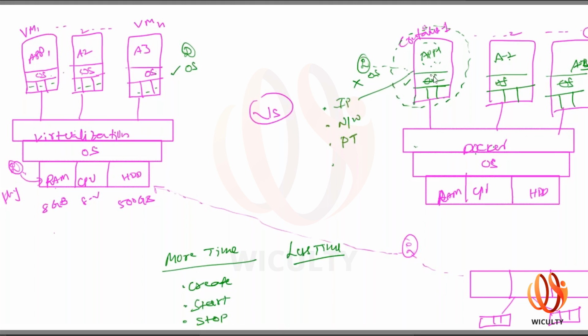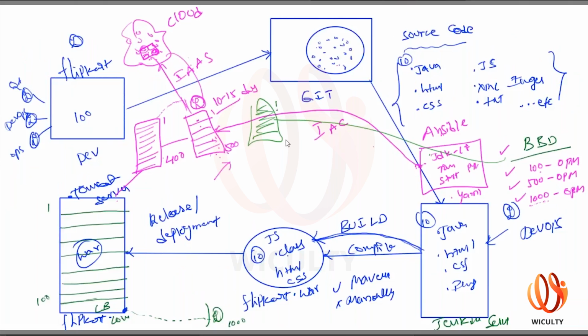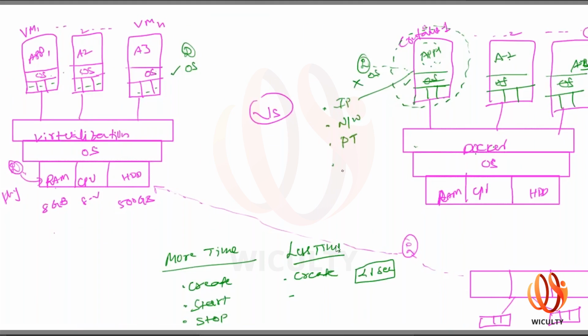Since containers don't have an operating system, it takes less time to create a container. In fact, you can create a machine in less than 1 second. During the Big Billion Days kind of sales, if you want to create 500 machines, you can create them within a few seconds because you don't have to install an operating system. You don't have to wait for the operating system to come up, and it takes less time to stop the machine. See how quick the container creation is.